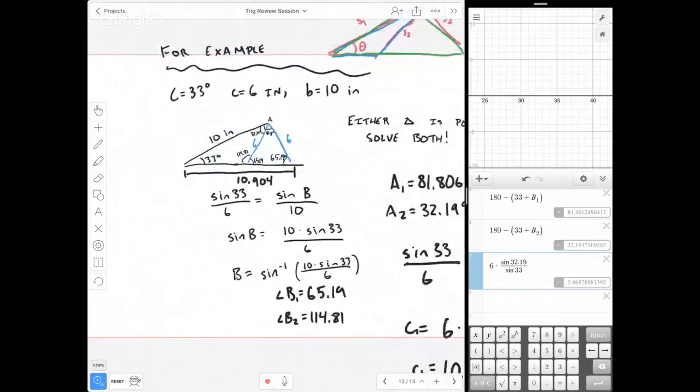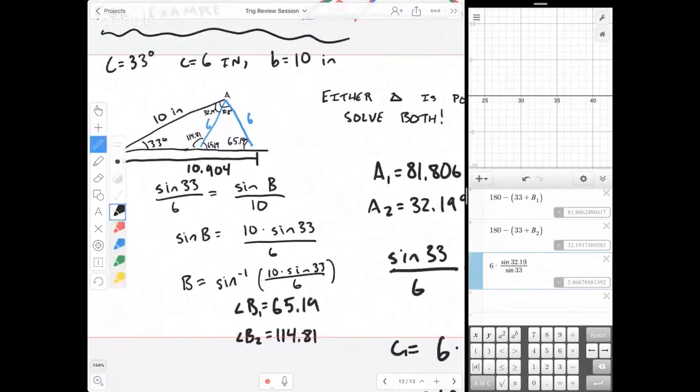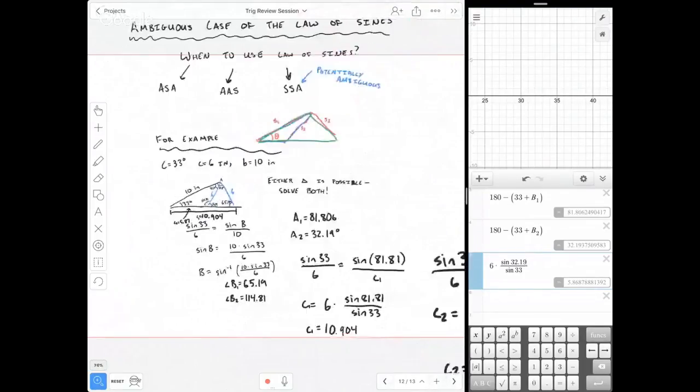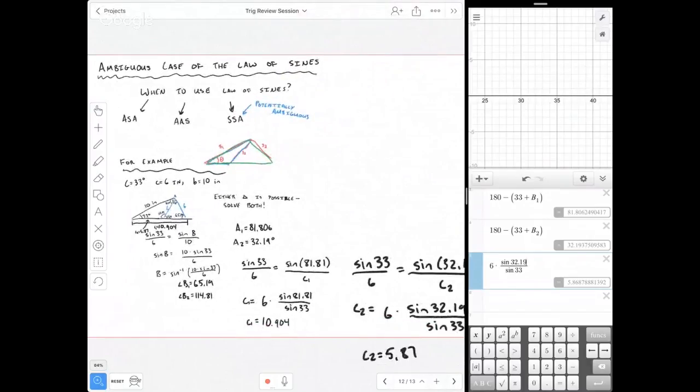So back in my image, C2 equals 5.87. So that was an example of what the ambiguous case of the law of sines means, and what we would do if we were faced with a problem where we had to solve a triangle involving the ambiguous case of the law of sines.